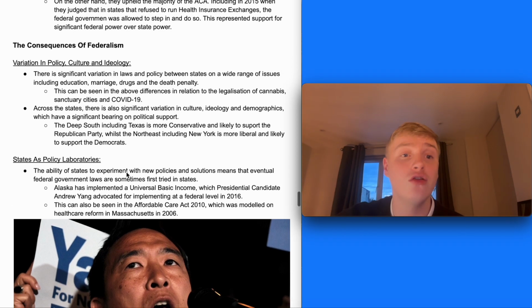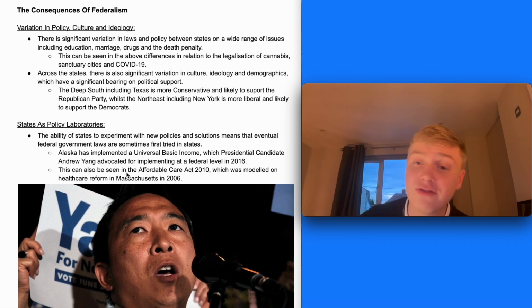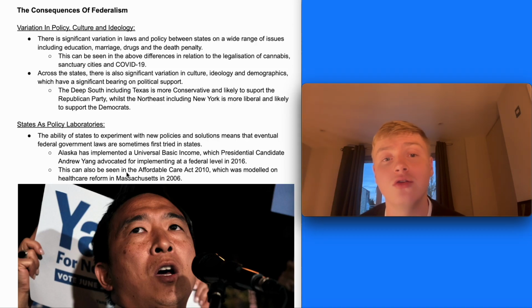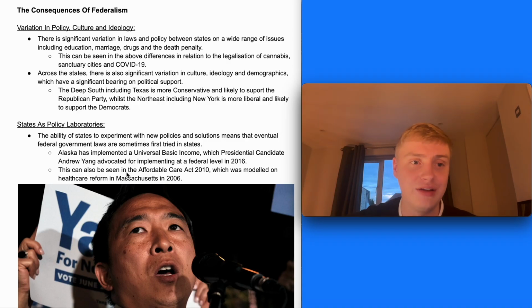What we'll have a look at now is the consequences of federalism. So first, significant variation in culture, policy and ideology between states on a wide range of issues, including education, marriage, drugs and the death penalty. This can be seen in the differences in relation to cannabis, sanctuary cities and COVID-19 I mentioned. Across states, there's also a big difference in terms of culture, ideology and demographics, which have a significant bearing on political support. So the Deep South, including Texas, is more conservative, more likely to support the Republican Party, though Texas is actually increasingly becoming a swing state. Whilst the Northeast, including New York, is more liberal and likely to support the Democrats.